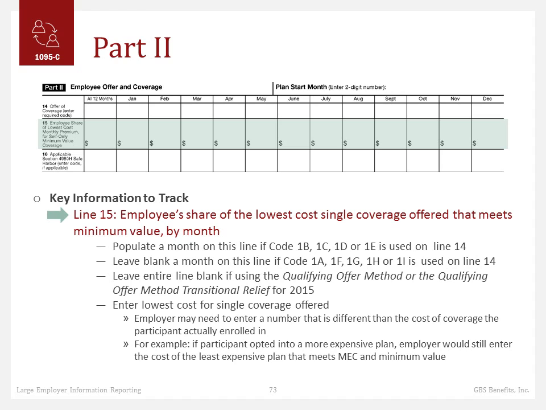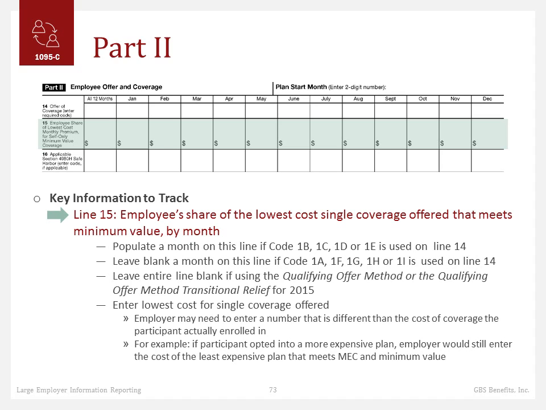So here are some rules to remember. Populate a month on this line and put actual numbers or a dollar amount on this line if in line 14 you used 1B, 1C, 1D, or 1E. You're going to leave line 15 blank if on line 14 you used code 1A, 1F, 1G, 1H, or 1I. So leave the entire line blank if you are using the qualifying offer method or alternative method for reporting or the qualifying offer method transitional relief.